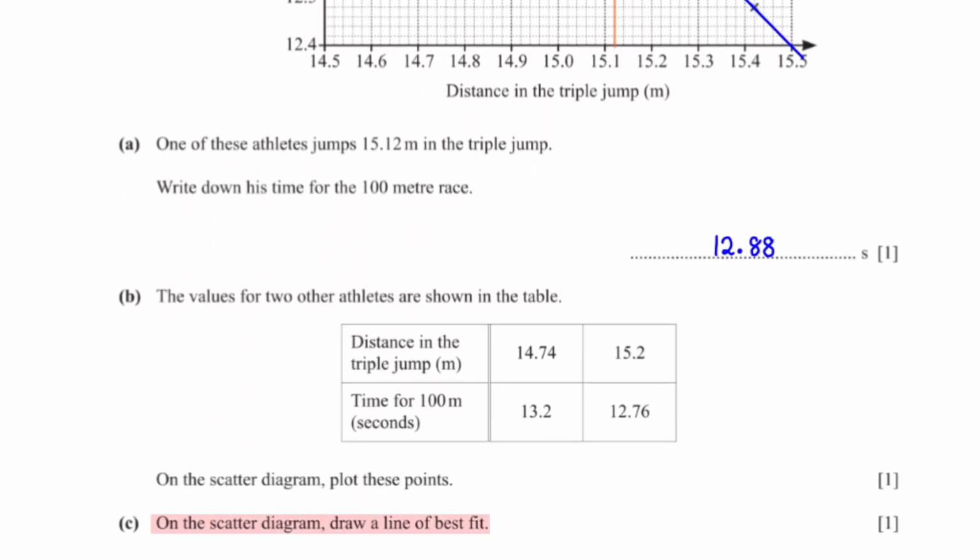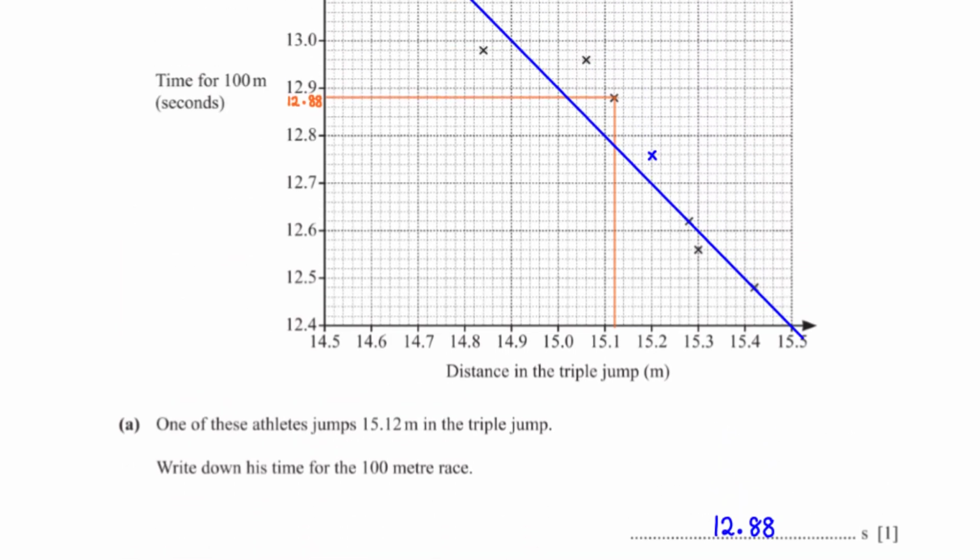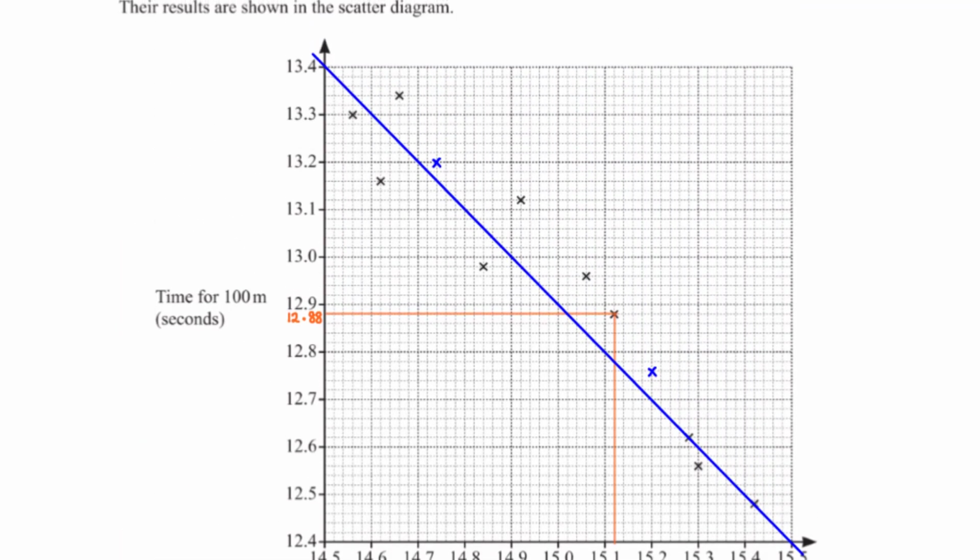On the scatter diagram, draw a line of best fit. No two lines of best fit may be exactly the same. However, the general rule of thumb for drawing a line of best fit is that the line must pass through as many points as possible while balancing an equal number of points above and below the line.